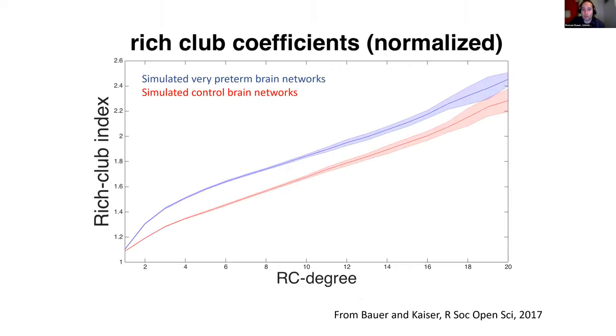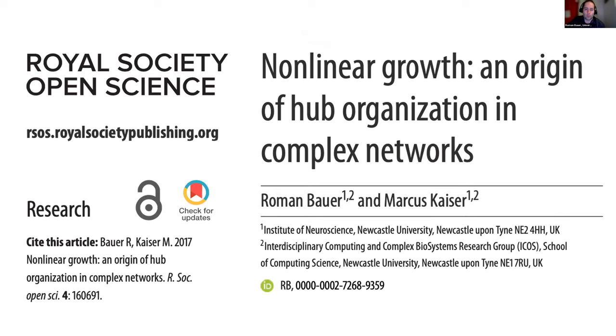And we could actually explain with our realistic computational model why this may be. We get the same result. We also get a higher rich club connectivity for preterm born subjects as compared to control subjects. So this model could potentially also explain why we see these differences. And we published this work in the Journal of Royal Society Open Science.